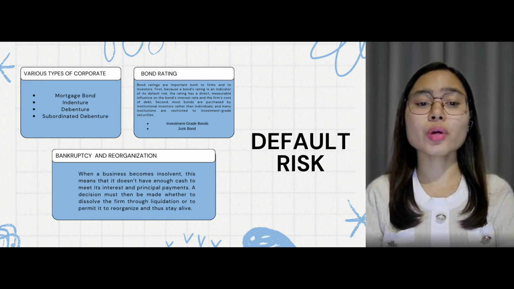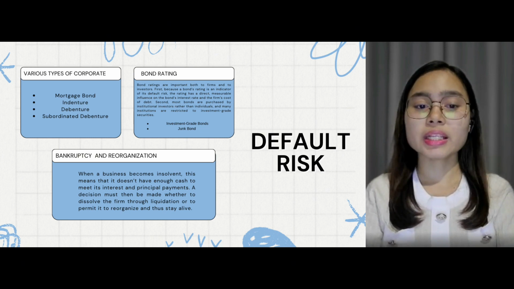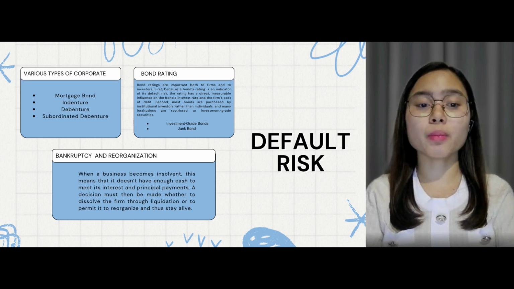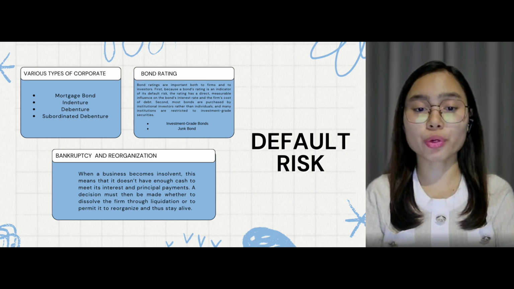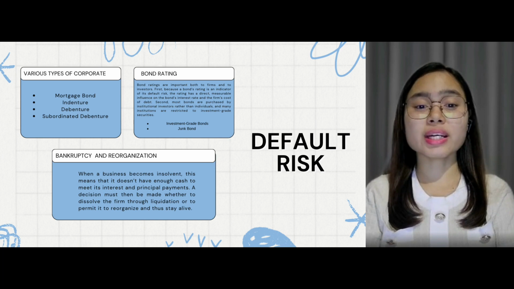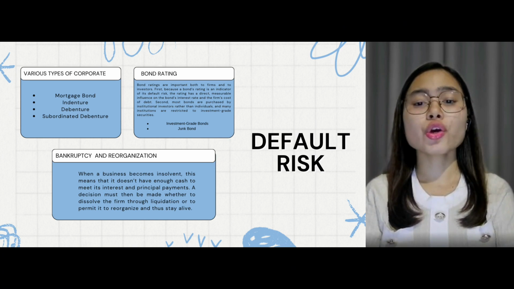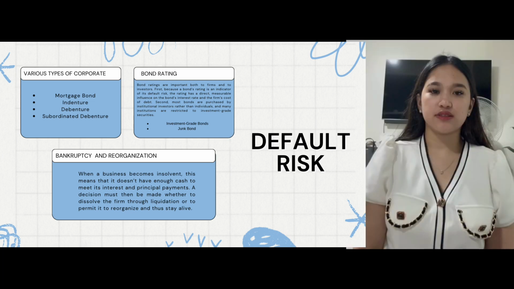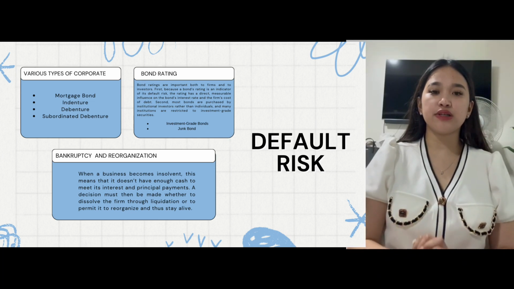The second one is the indenture, which is a formal agreement between the issuer and the bondholders. The third one is the debenture. It is a long-term bond that is not secured by a mortgage on a specific property. And the last one is the subordinated debenture. It is a bond having a claim on assets only after the senior debt has been paid off in the event of liquidation. For the second one, we have bond ratings.